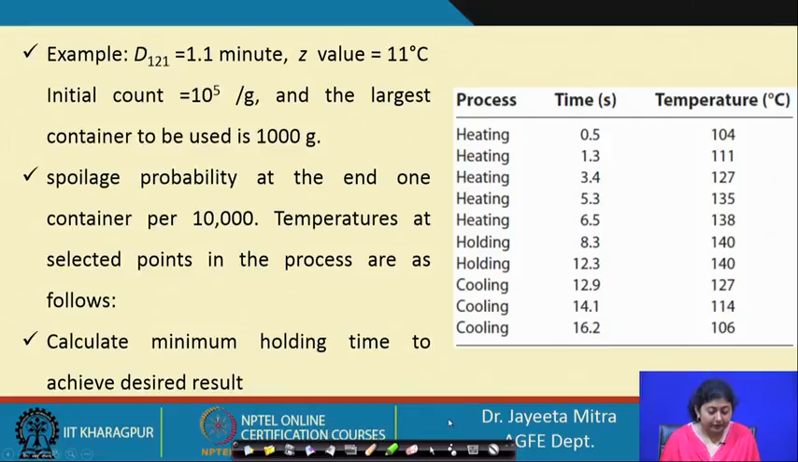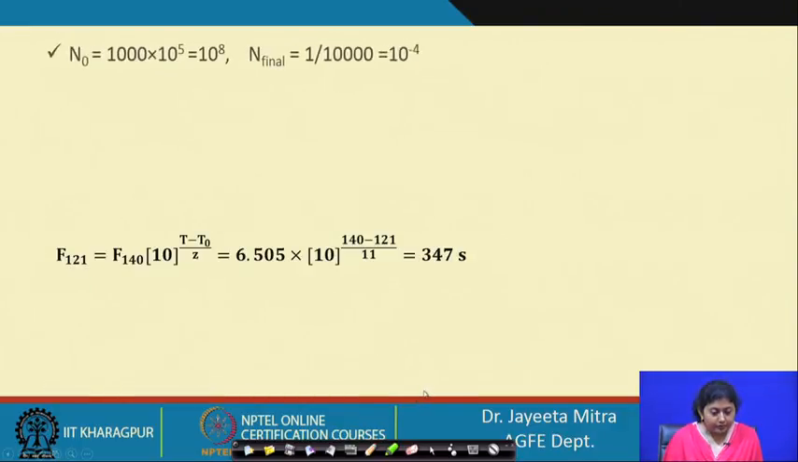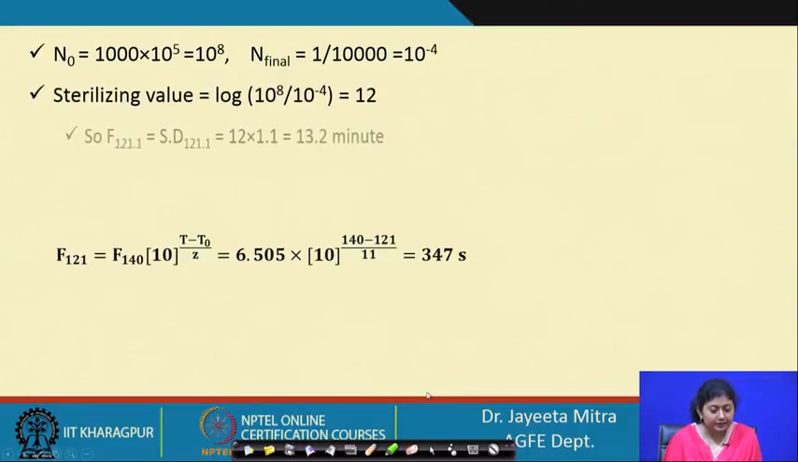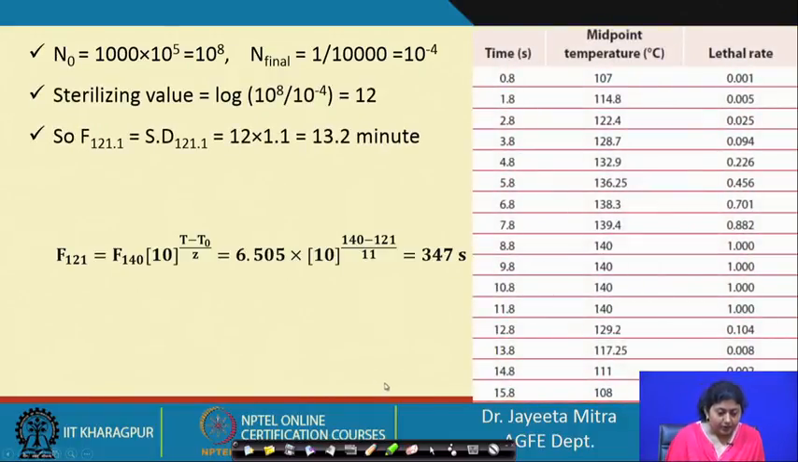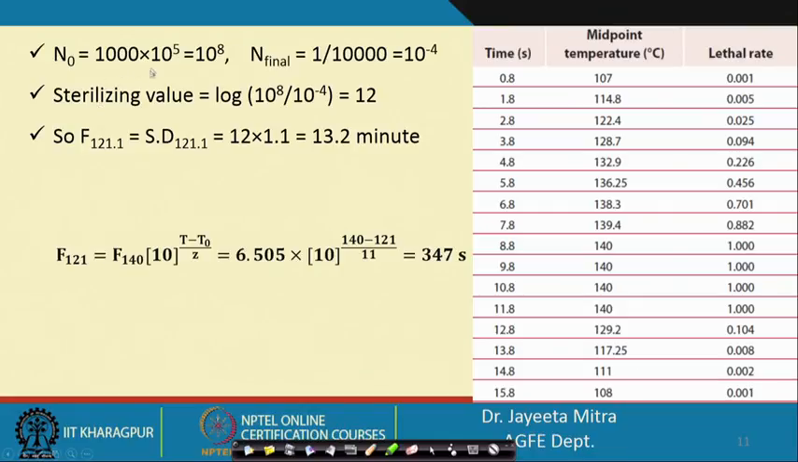So, calculate the minimum holding time to achieve the desired result. That means the probability of spoilage at the end is one container per 10,000 containers, and each container has 1000 gram product. So, what we need to do, first we calculate N0. N0 is 1000 gram and the initial load is 10 to the power 5, so the initial load per container is 10 to the power 8.